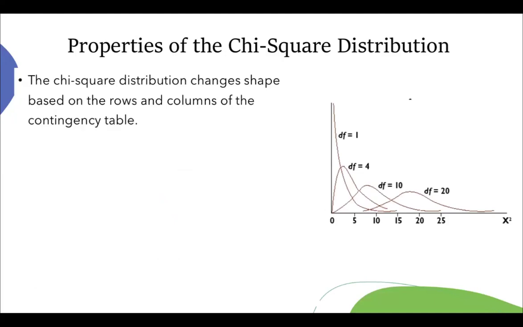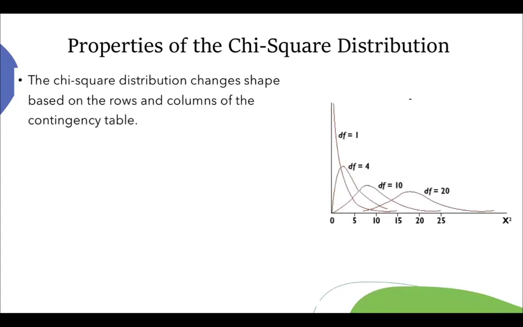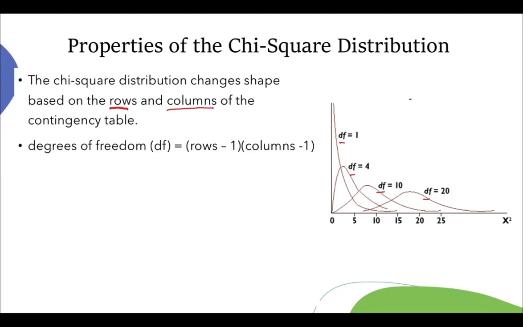Now, the chi-square distribution doesn't always look like this picture. It takes on different appearances based on the number of rows and the number of columns in the contingency table. You see in this picture here different degrees of freedom, DF, which we saw with the t-distribution. Different degrees of freedom result in different looking chi-square distribution shapes.